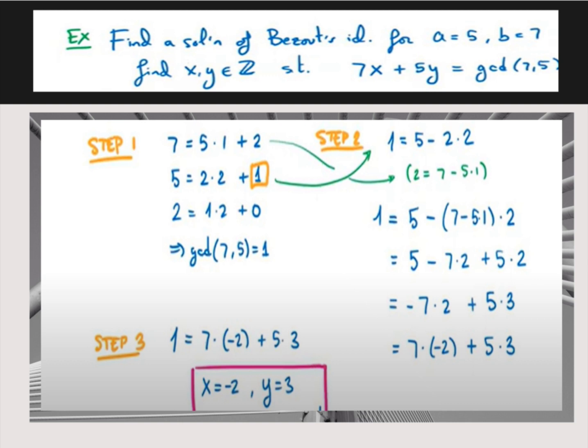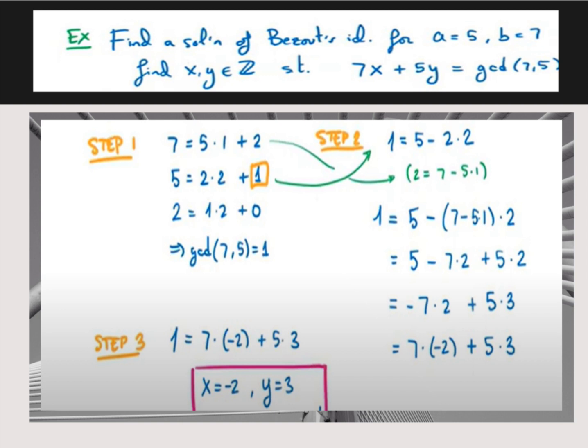Okay, so let's start with step 1. Again, in step 1, we will be using the Euclid's algorithm. Since we have a equals 5 and b equals 7, let's use 7 equals 5 times 1 plus 2. Then 5 equals 2 times 2 plus 1. And then 2 equals 1 times 2 plus 0. Now, since we are able to get the 0, we understand that the greatest common divisor, or the GCD, is 1. Okay? So, let's proceed with step 2.